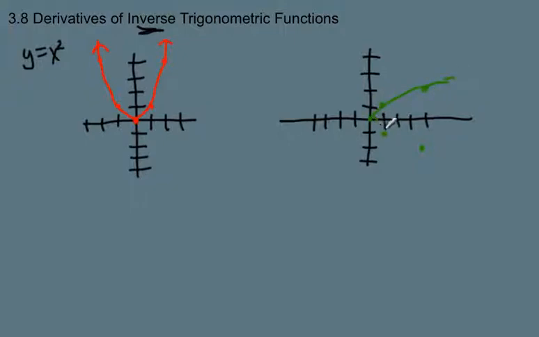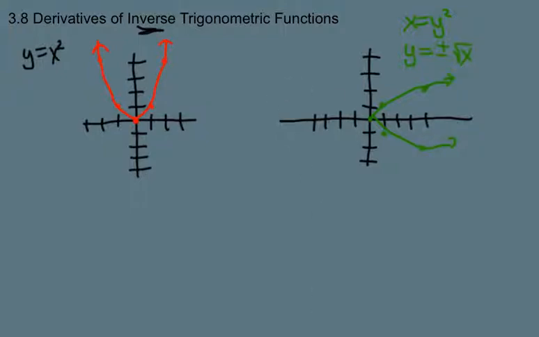Now, if I wanted to work with this algebraically, I'm going to switch my x and my y. So y equals x squared becomes x equals y squared. If I solve this for y, I'm going to get y equals plus or minus the square root of x. So this is the square root of x graph, the plus, and this is the minus. These two equations put together make this green graph.